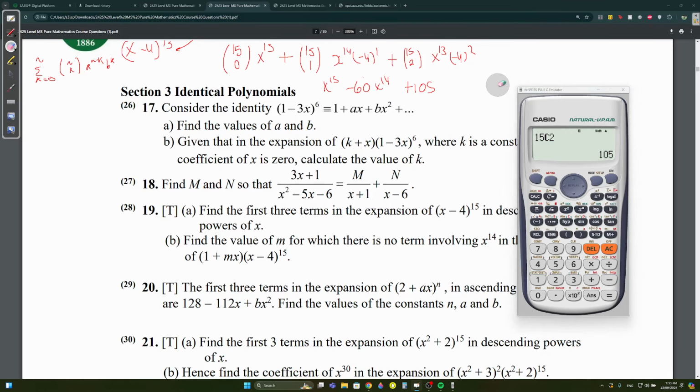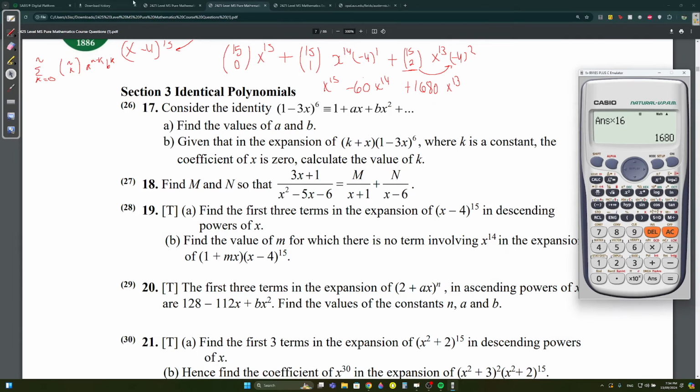Oh, but you have to multiply by 4. Okay, yeah. Because 15c2 times negative 4 squared, which is 16. So multiplied by 16, right? That gives 1680. So 1680 x to the power of 13. These are the first three terms of the expansion.